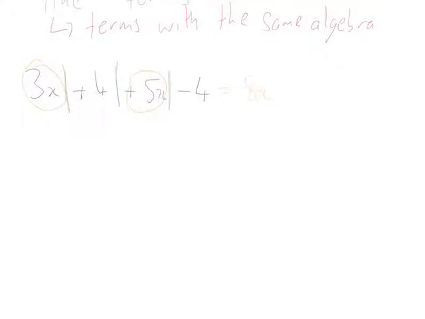And then looking at my constants, so I've got plus 4, minus 4. If you do 4 minus 4, you get 0. So if you would like, you can write this as being 8x plus 0, just to identify for the marker that you've identified as 0, but your answer should be just 8x in the end there.